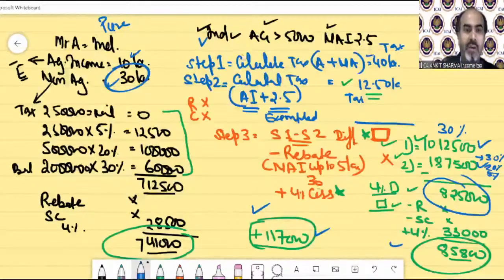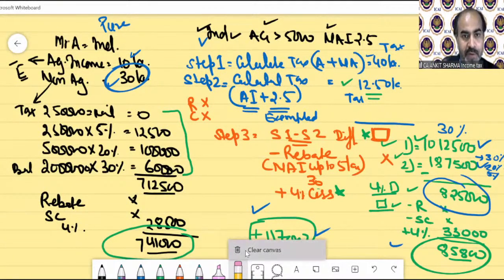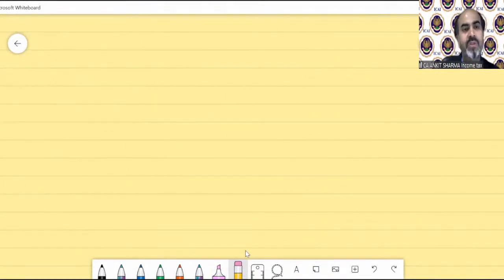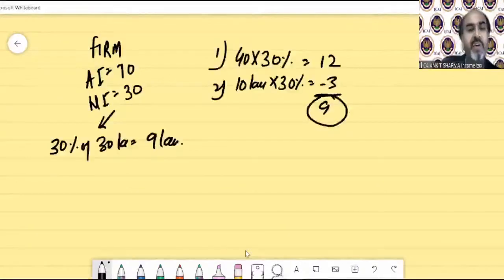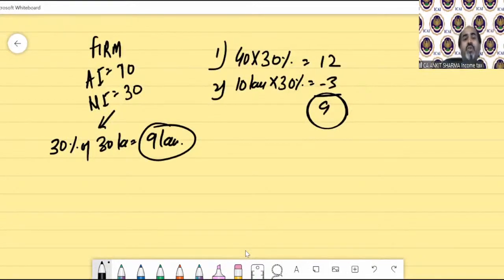Because of the slab rate, we tax in step 1 the agriculture income at a higher rate, and we deduct the tax on that agriculture income at a lower rate. Only in that case. If you are a partnership firm, then there is no concept of integration because the answer will be the same always. For example, let's take a partnership firm, agriculture income is 10 lakh and non-agricultural is 30 lakhs. You do not apply the integration provision, because in case of individual, HUF, AOP, BOI, AJP, there is a slab rate like 5, 20, and 30, and there's a basic exemption limit of 2.5, 3, and 5.